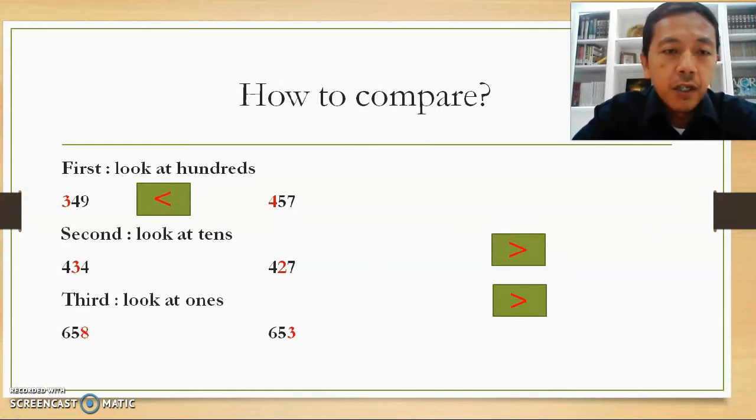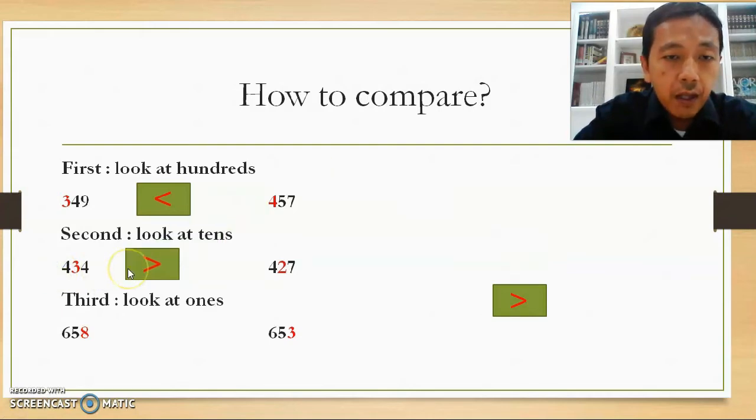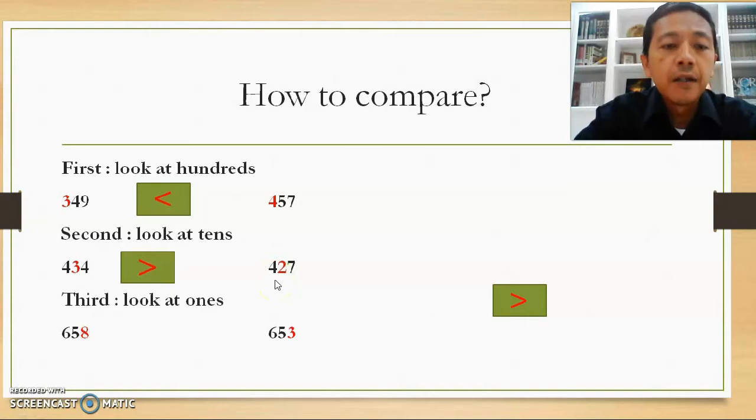The second, if we have looked at hundreds and they are the same, we have to look at tens. For example, 434 and 427. The hundreds are the same, so look at the tens, 3 and 2. Which one is bigger? 3 is bigger than 2. So the symbol is more than.